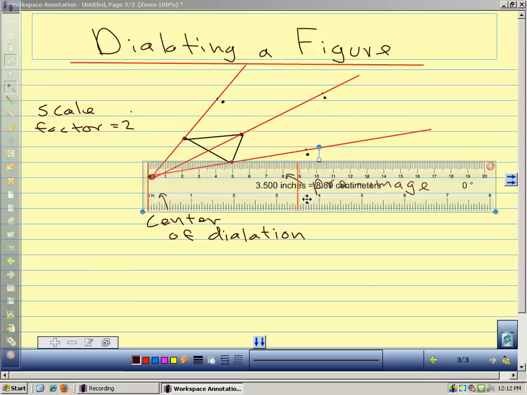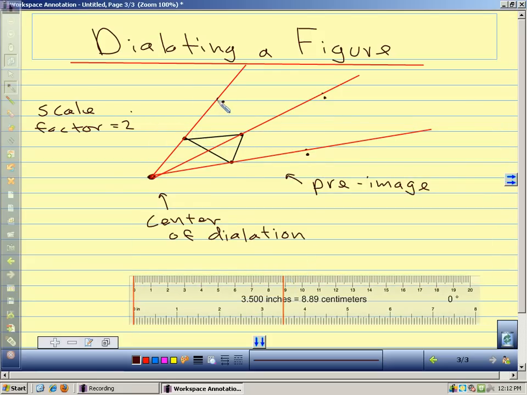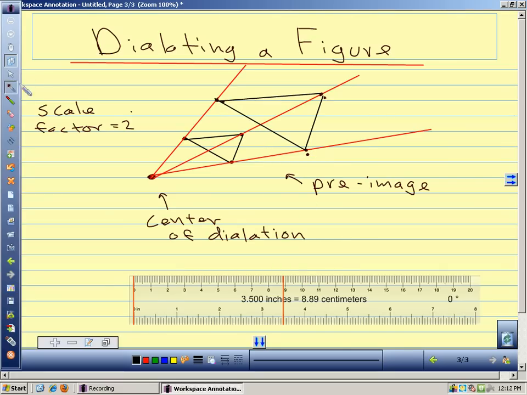Now get rid of this ruler. And now I'm going to connect, make sure these are on my line here. And I'm going to connect these new points. I want it in black. So there's my image. This length from the center of dilation to this vertex is 2 times the length from the center of dilation to this vertex. So I just multiplied all the lengths by 2.